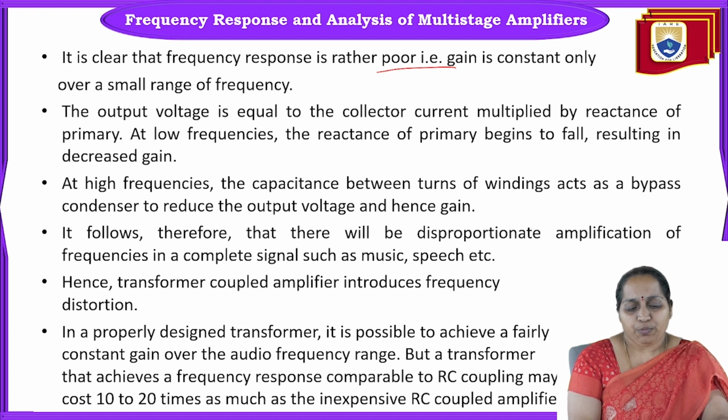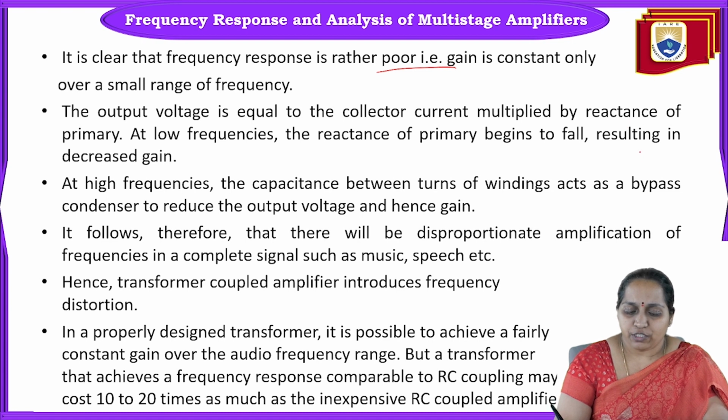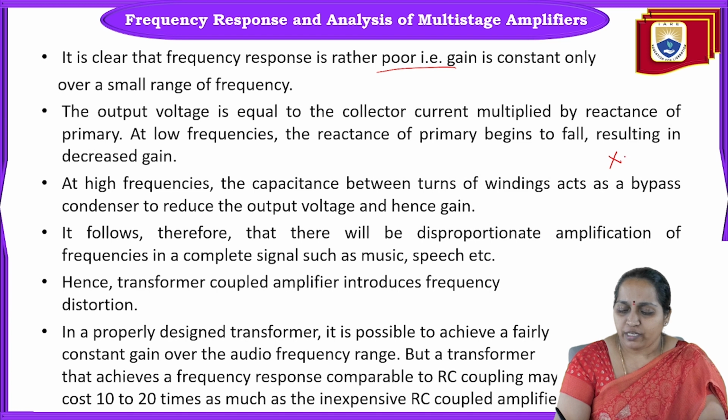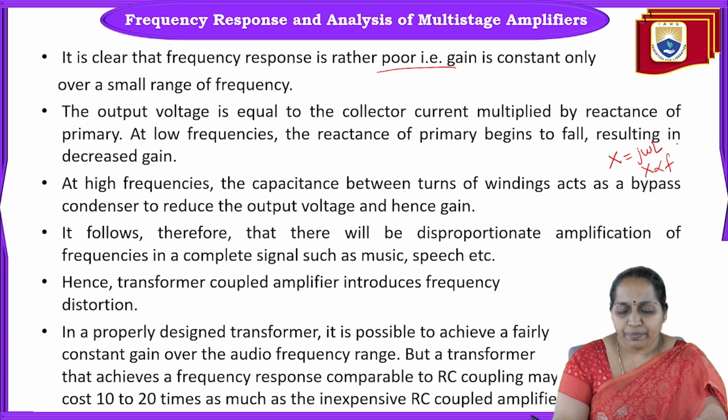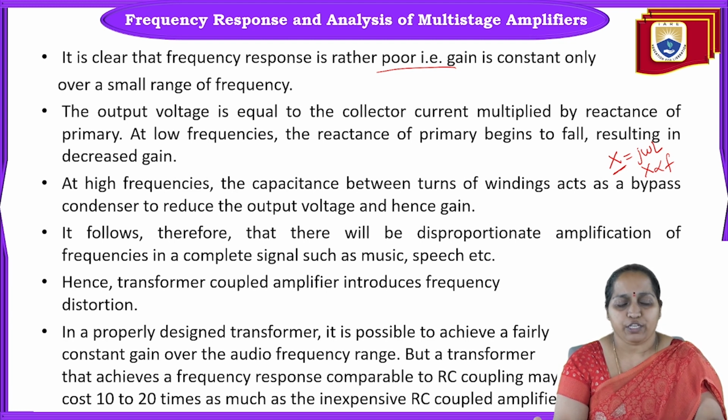Output voltage is equal to collector current multiplied by reactance of the primary. So, at lower frequencies, the reactance of the primary begins to fall. The transformer windings are nothing but inductors, so the reactance is given by jωL. That is, reactance is proportional to frequency. So, at lower frequencies, what will happen? The reactance of the primary winding will be less.